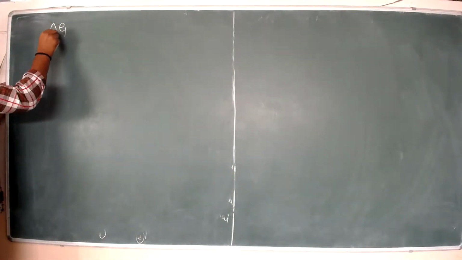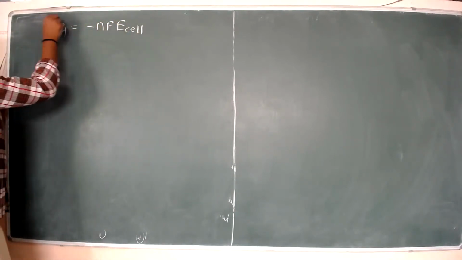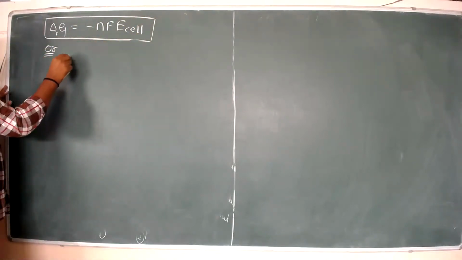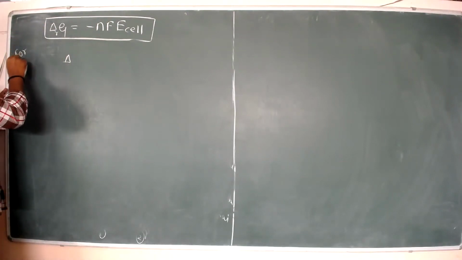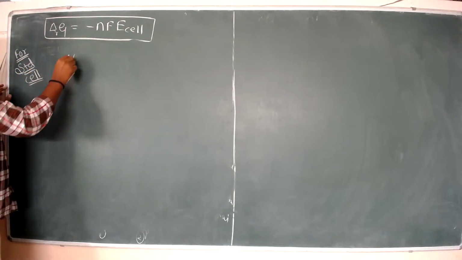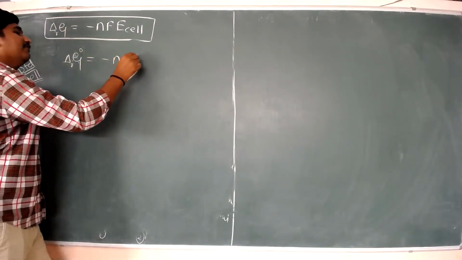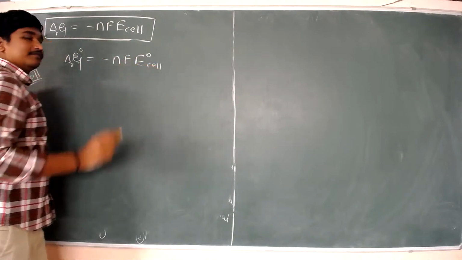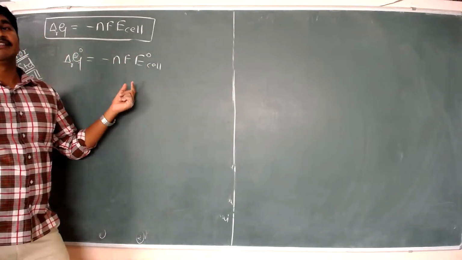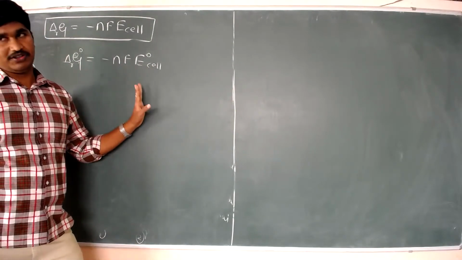We derived the equation that delta G is equal to minus nF E cell. For the standard cell, what will be the equation? For the standard cell, delta G naught is equal to minus nF E naught of cell, where n is the number of moles of electrons involved in the reaction, F is Faraday's constant, that is 96,500, or the charge of 1 mole of electrons, and E naught cell means the standard electrode potential.